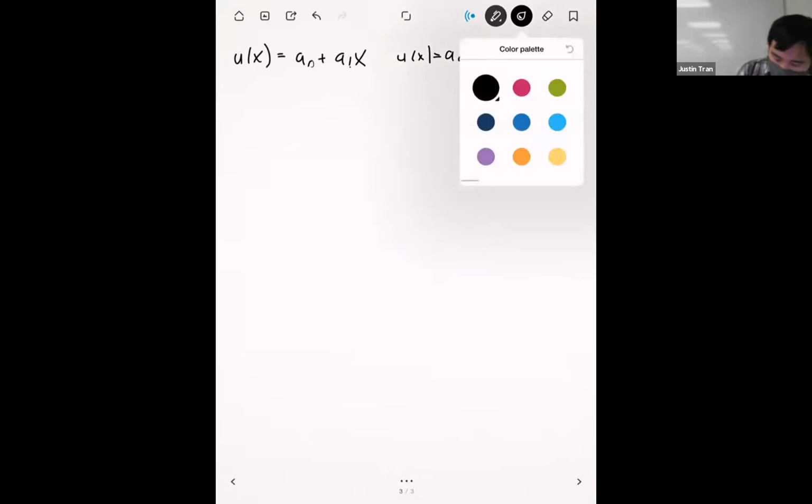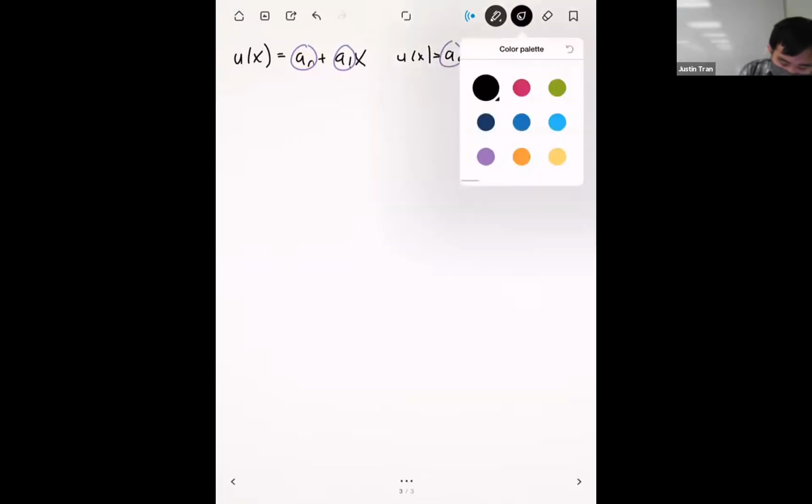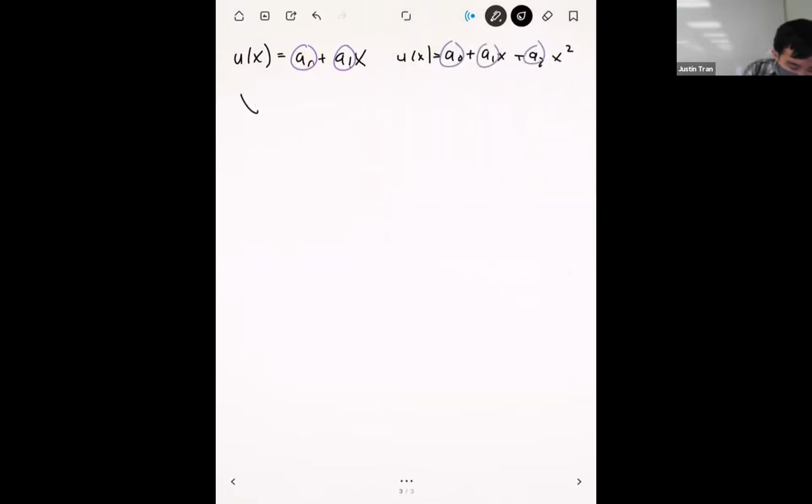Okay. And so here are our two functions for the linear and the quadratic. Okay. And again, in purple, I'm going to circle what we need to solve for. Okay? And so the way these constants are typically solved for is that they're solved using a system of linear equations.